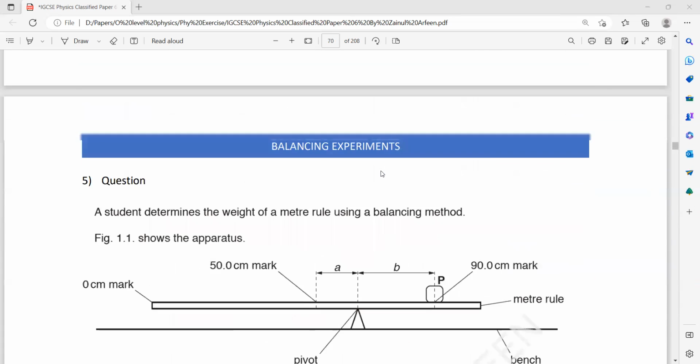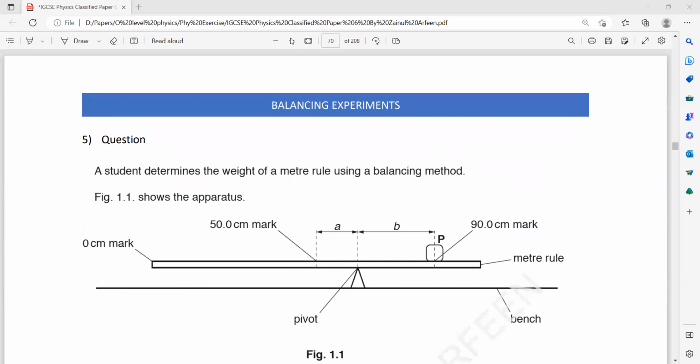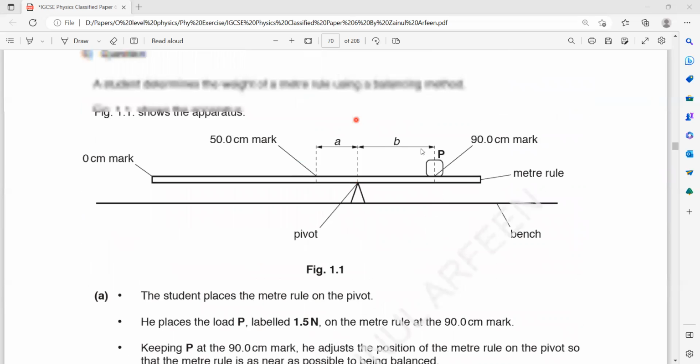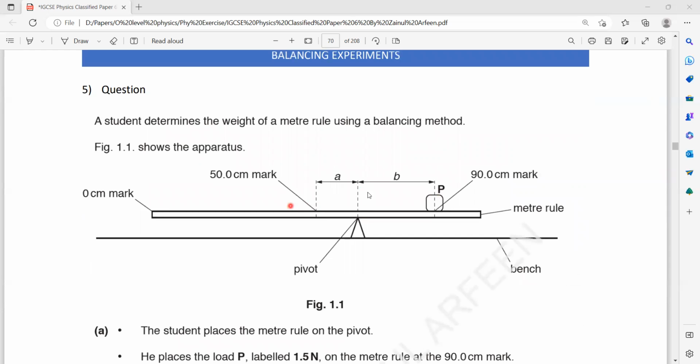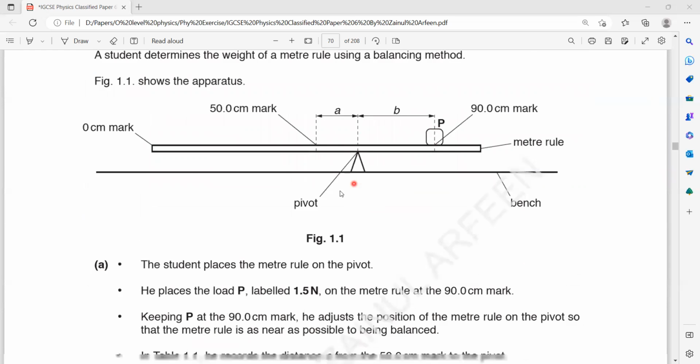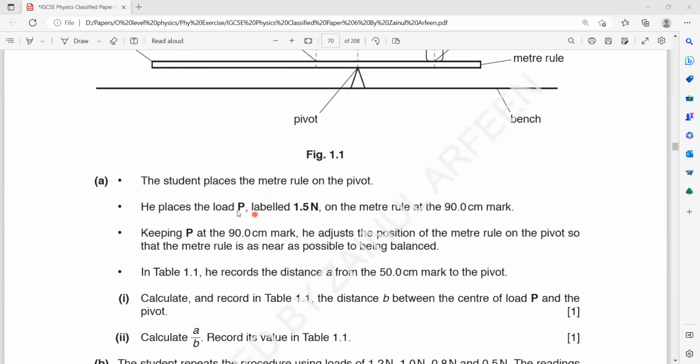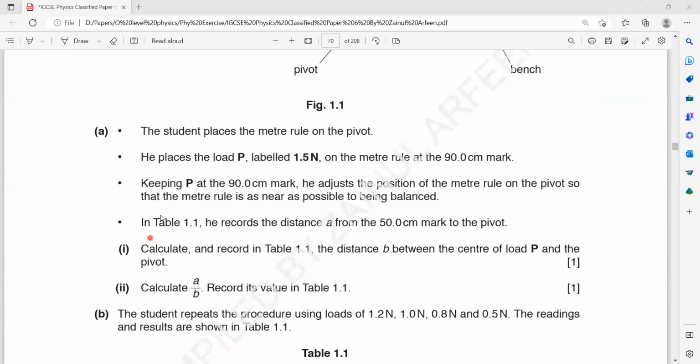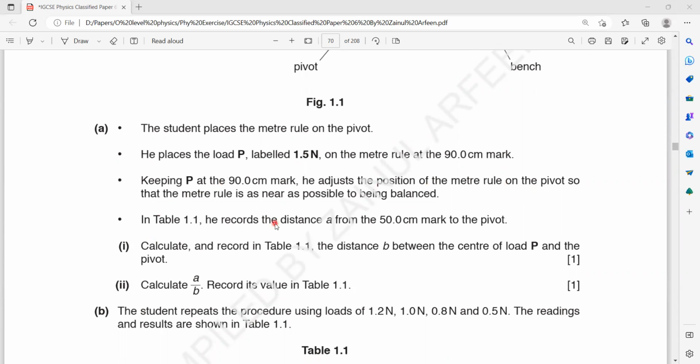Then question 5, a student is finding the weight of a meter rule using a balancing method. So P and Q are the two loads which are placed, as you can see here. The student places a meter rule on a pivot. He places a load P, which is 1.5 Newton at 90 centimeter, and he keeps P at 90 and adjusts it so that it is balanced.